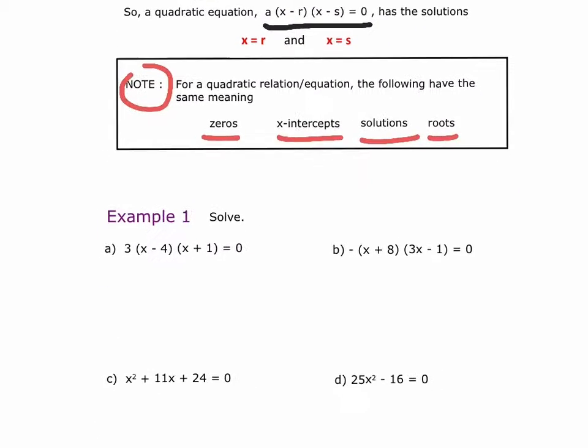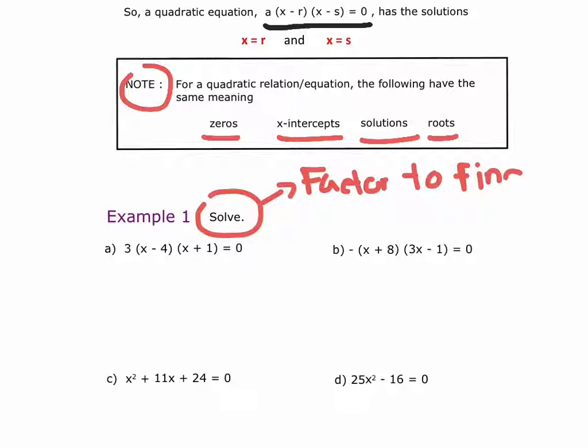When you go through these questions, they all mean the same thing. In the following examples, what they're asking you to do is to solve, which means you might have to factor to find x-intercepts in certain cases. In example 1, you'll notice they've given it to us already in factored form. So x minus 4 is set to 0. Therefore, our answer is x equals 4.